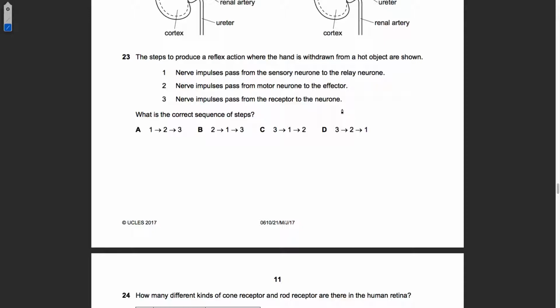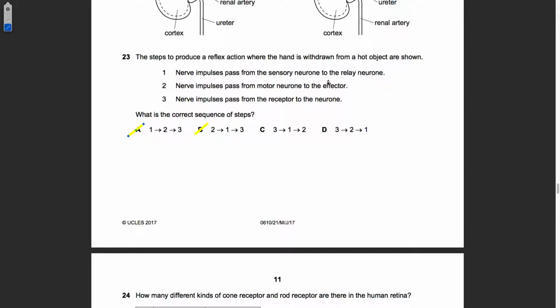So it's about the starting point. The starting point is always a receptor, which is in the sense organ, whether that be the skin, eye, whatever it is, okay? So that's going to be our first one. So number 3 even. So we're looking for one with number 3 at the beginning, all right? That's either C or D. That means these can't be right, so let's get rid of A and B. And then we're just picking between these two, which one comes next.